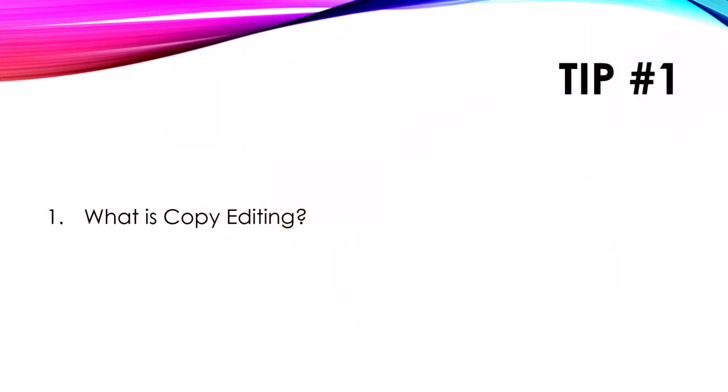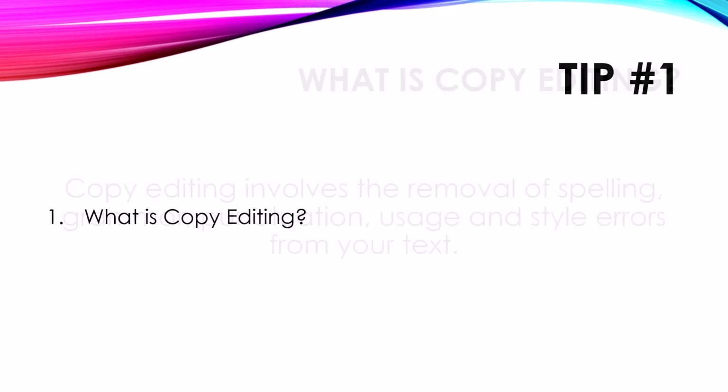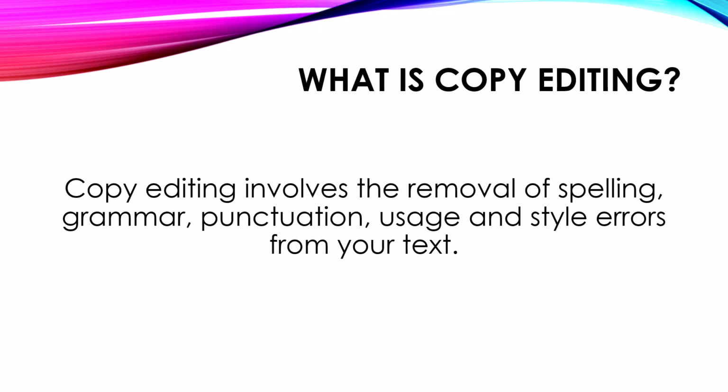Let's begin by looking at what is copy editing. This is your first tip. Copy editing involves the removal of spelling, grammar, punctuation, usage, and style errors from your text. In other words, it's an attempt to turn your text into proper English. It has to do with implementing the rules of English on your writing. So it's very specific to that.